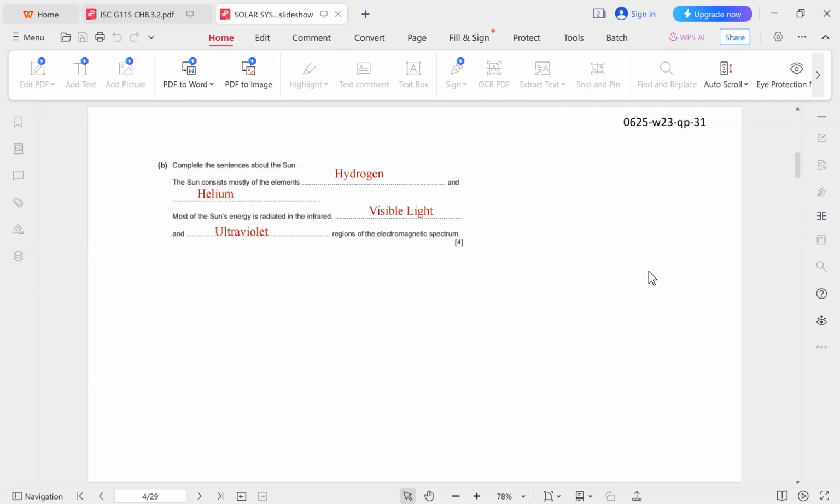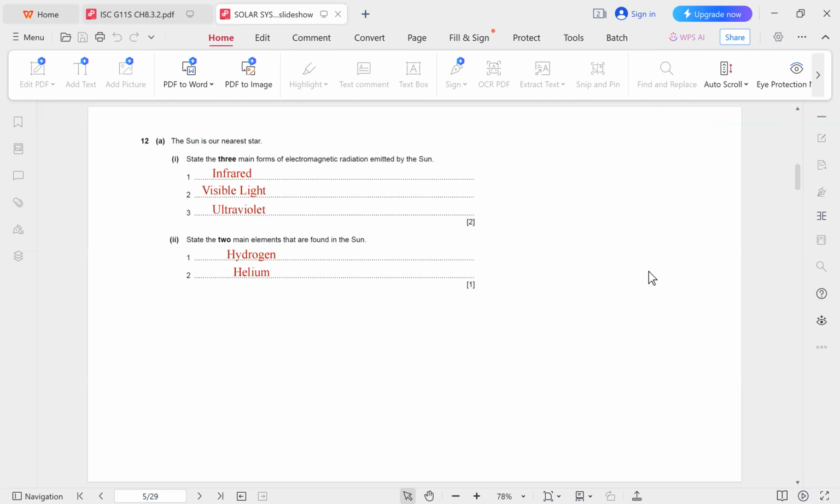Complete the sentences about the Sun. The Sun consists mostly of the elements hydrogen and helium. Most of the Sun's energy is radiated in the infrared, visible light, and ultraviolet regions of the electromagnetic spectrum. So we've already discussed this before. Again, I'm just showing you how different questions are actually asking about the same thing and how popular this topic is. It's coming up very frequently in past papers.